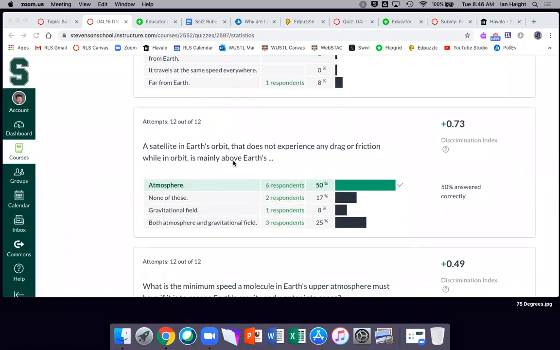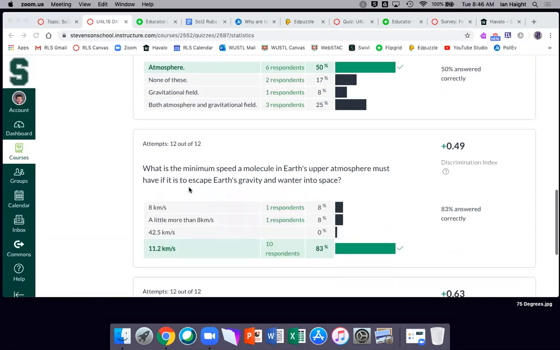A satellite in Earth's orbit does not experience any drag or friction. That was kind of the giveaway in the question. It is above the atmosphere. Technically, it's not outside of Earth's gravitational field, because that would mean it would have escape velocity and it would leave. So it's in orbit, so that means it's within the gravitational field. So I could see how the last two are tempting, but it is the atmosphere that is slowing things down.